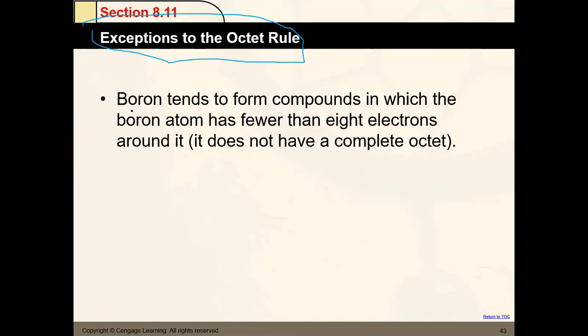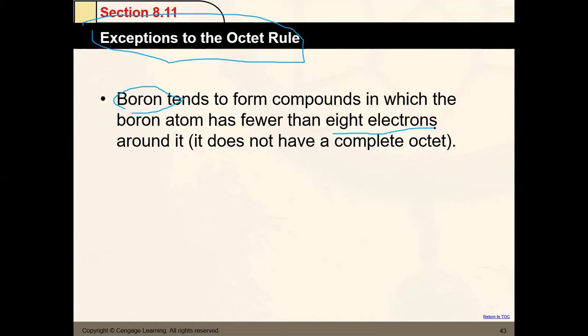So boron is one of them. Boron tends to form compounds in which it has less than 8 electrons. So that means that boron doesn't need to satisfy the octet. Right? The octet rule is the rule that every element tends to have 8 electrons in the valence shell. Right?